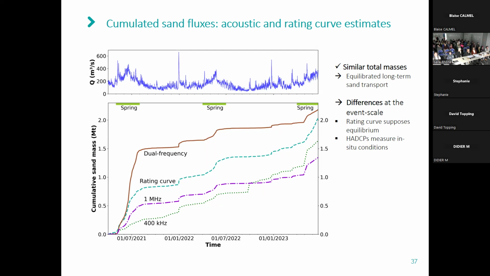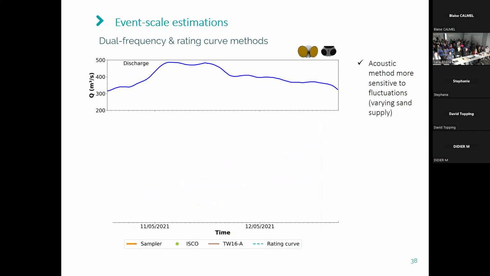This is what we can particularly see here in the spring period 2021, where the two single frequency measurements, in particular the 400 kilohertz, are strongly affected by these smaller grain sizes, which are highly different from the reference suspension and the reference sand grain size. So here I just want to show you an event during the spring period 2021 of higher discharges of up to 500 cubic meters per second.